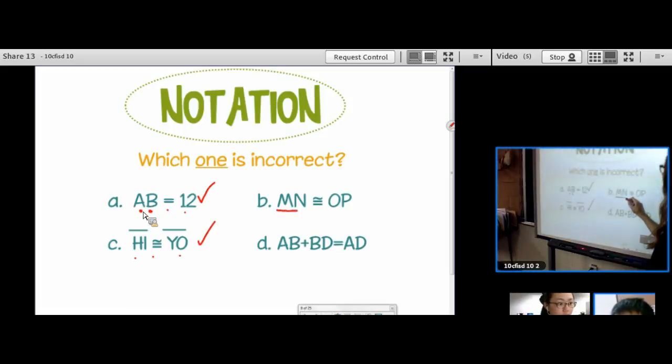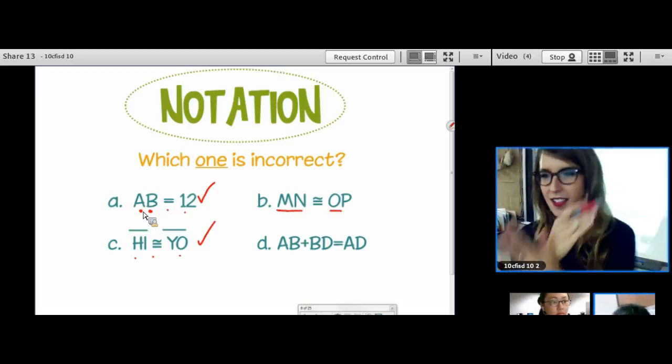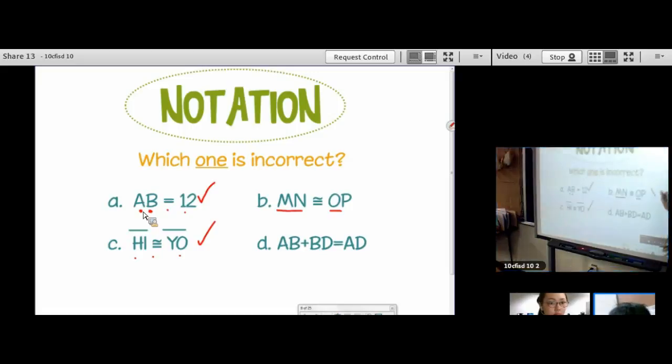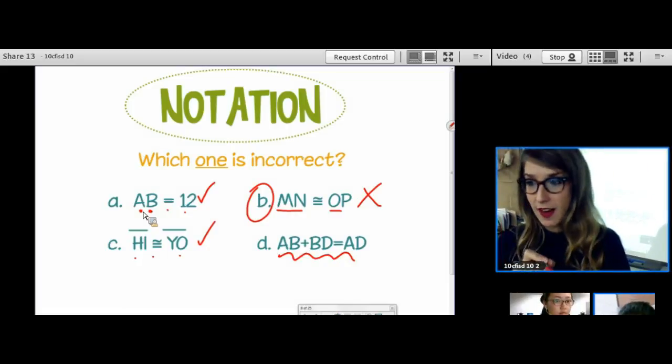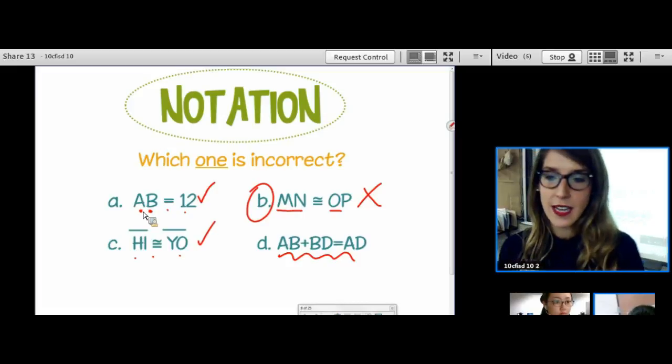Now, the one between B and D: the length of MN is congruent to the length of OP. Numbers can't be congruent. So this is the one that's written incorrectly. And this is actually what we're learning today. So that last one is written correctly, and it is part of our lesson today.